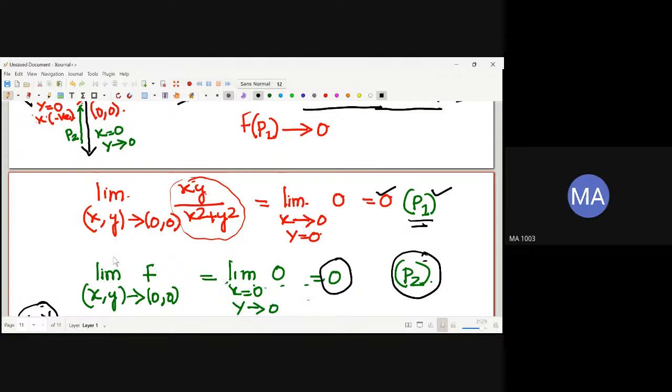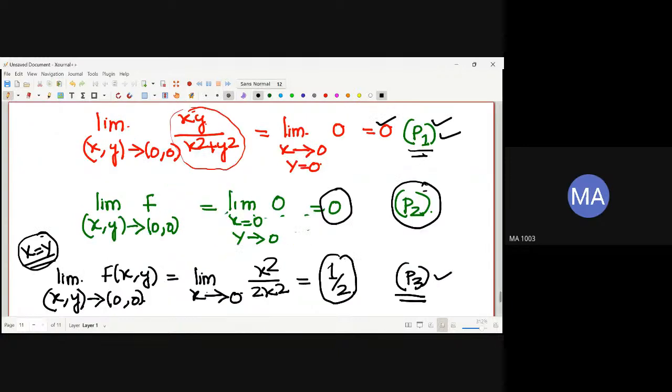You can take two paths, p1 and p2, or here p1 and p3, and you can show that for these two paths the limits of the function are different. Once you can find two paths, p1 and p3, for which the limits are different, from there you can say that the limit doesn't exist. But to prove that the limit of a two-variable or three-variable function exists, you have to give a proof. You can't do it by taking a bunch of paths.